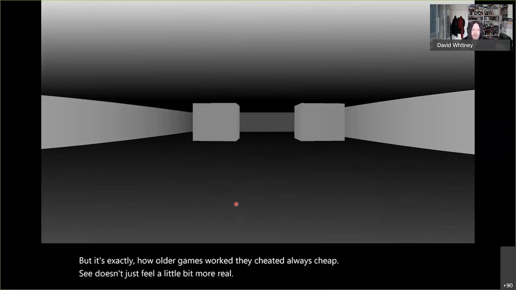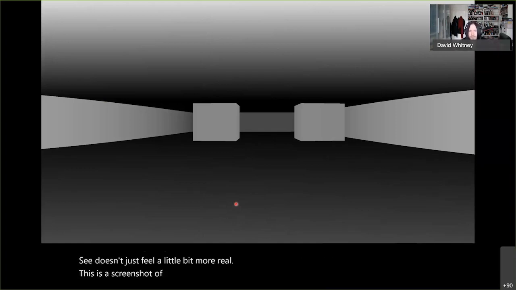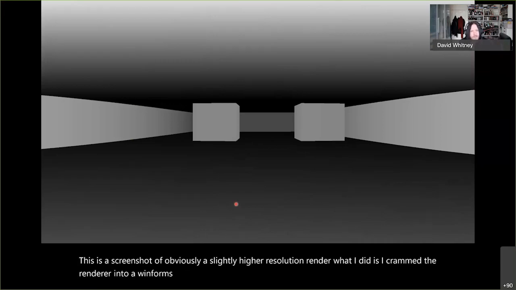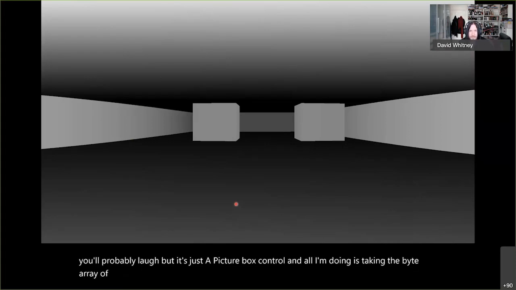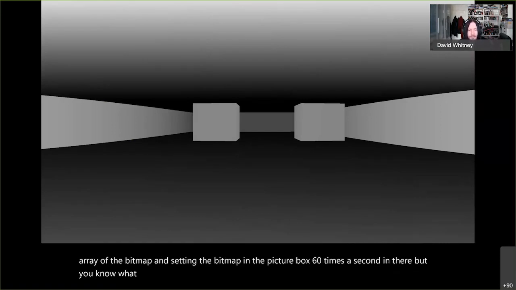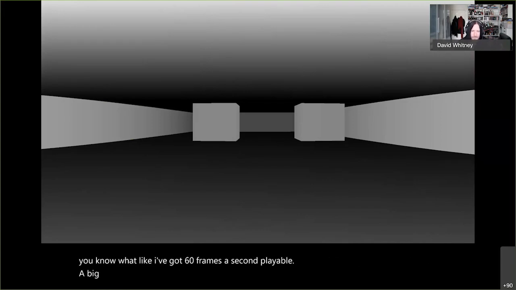This is a screenshot of obviously a slightly higher resolution render. What I did is I crammed the renderer into a WinForms UI so I could hook up keyboard controls. You'll probably laugh, but it's just a picture box control, and all I'm doing is taking the byte array of the bitmap and setting the bitmap in the picture box 60 times a second. But you know what? I've got 60 frames a second, playable, big room with 2 blocks. Good enough to play with, you know?